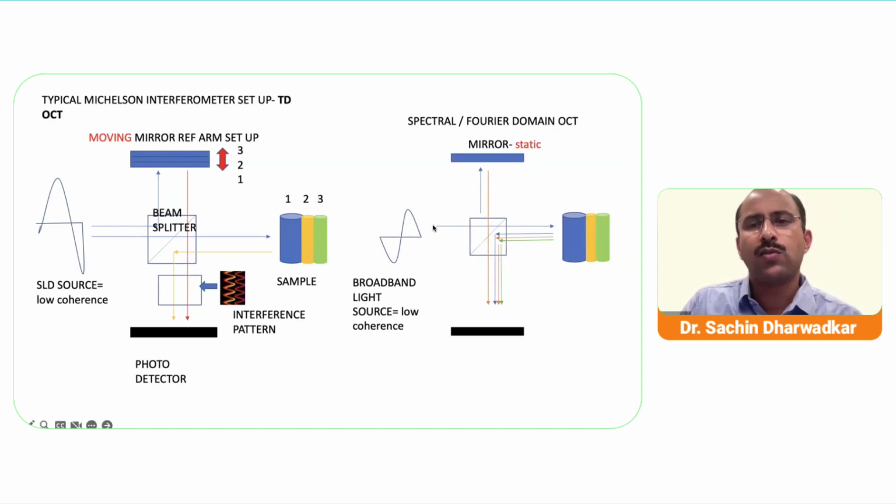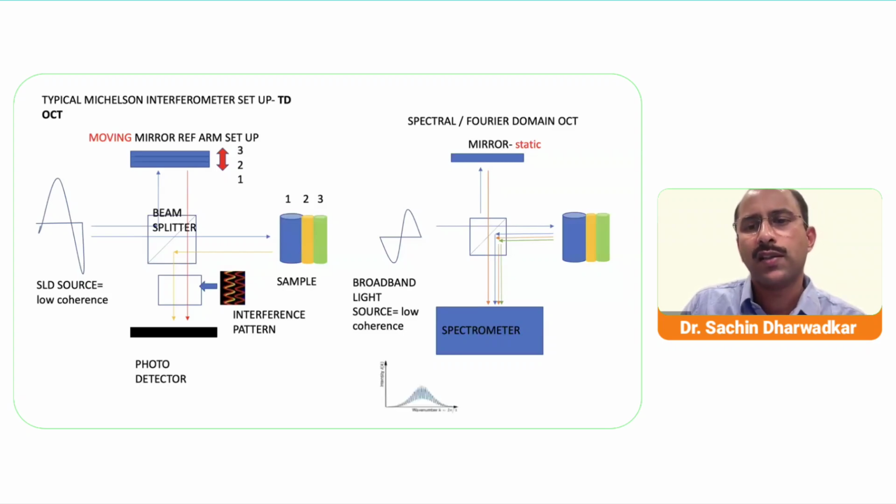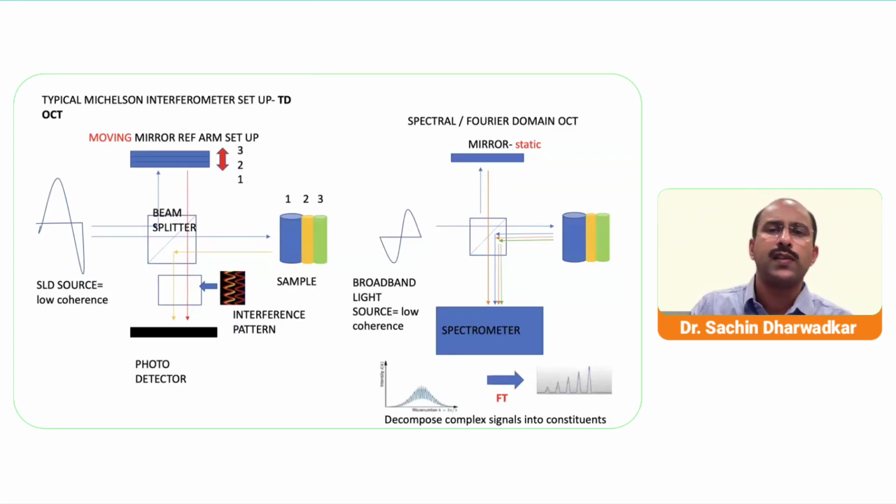Now, came spectral domain or Fourier domain OCT by 2006, where the photo detector was replaced by the spectrometer. And the moment that happened, the scanning speeds increased exponentially, because the way the spectrometer handles data is completely different from how the time domain setup used to handle the data. So the multiple waveforms that are emitted from the tissue are decomposed by a Fourier transform, what we call the Fourier transform. You just have to remember the terminology. It decomposes complex signals into simple constituents, into individual components, at extremely high speeds.